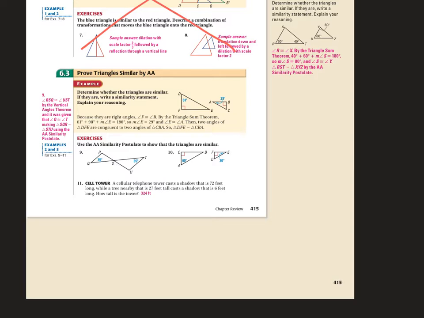Or it could say if yes, show the similarity statement, or anything like that. Okay, and then 11 is your cell tower. So that was a proportional statement. You set up a proportion, cross multiply, and solve. There was a lot like that on your quiz, which again we'll go over in a minute. Questions on those?